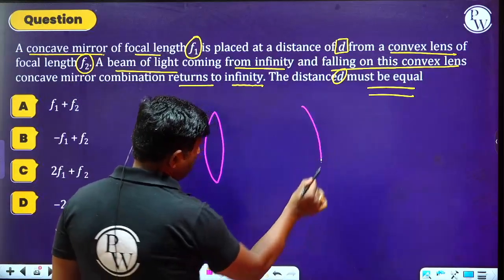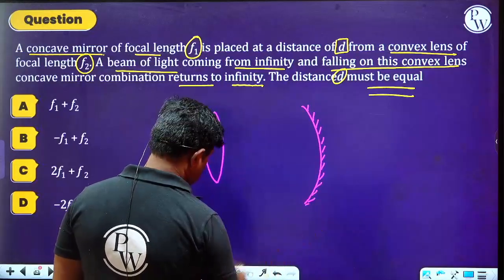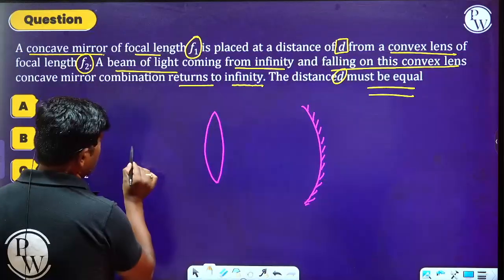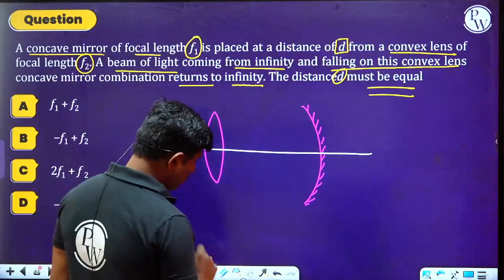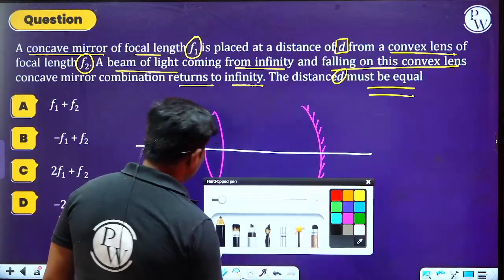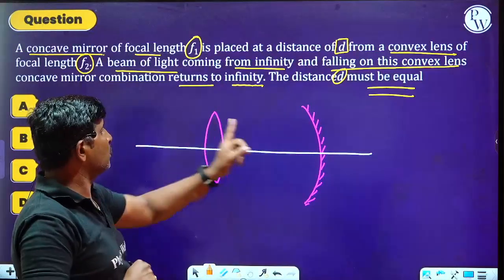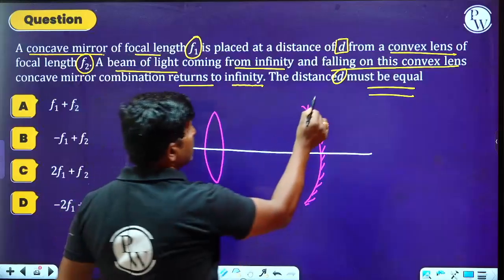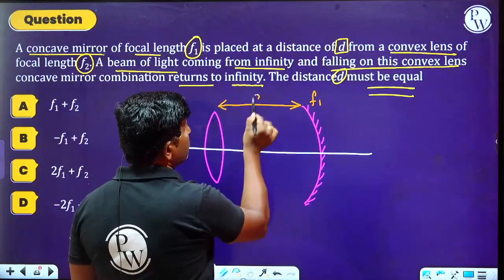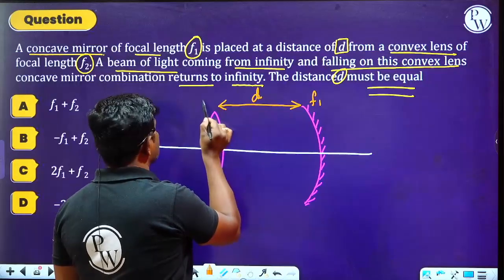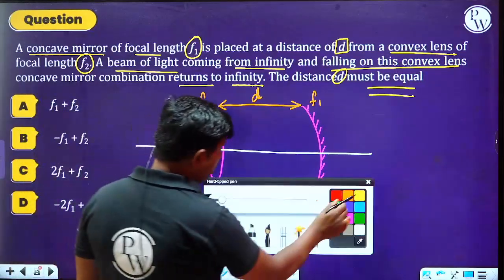And there is a concave mirror. So please have a look here. This is the thing. So what they are saying to us here, please observe this. A concave mirror of focal length F1 placed at a distance of D from a convex lens of focal length F2.